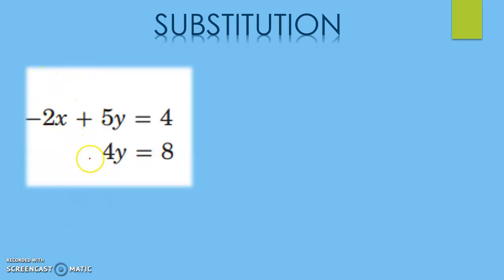In substitution, we solve for one variable and we substitute it, replace it in another equation. In this system, we have negative 2x plus 5y is equal to 4, and 4y is equal to 8. So our first step will be to solve for y. Pretty easy. We can see that we're going to divide both sides by 4, and y is equal to 2.